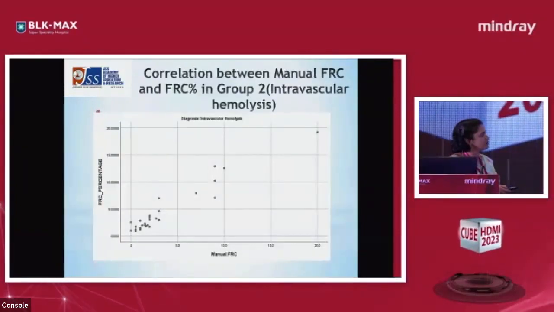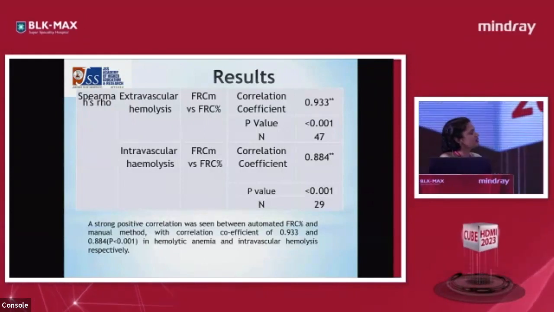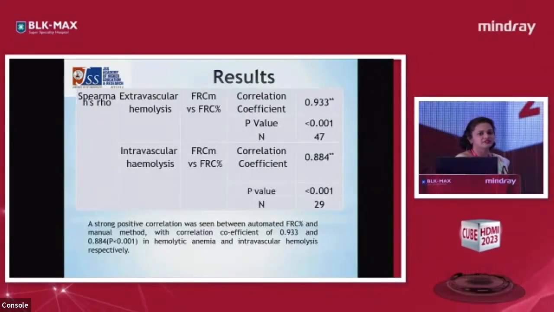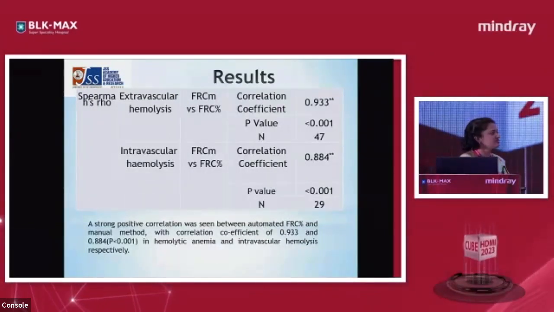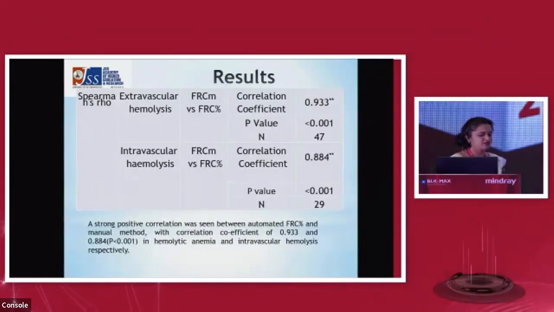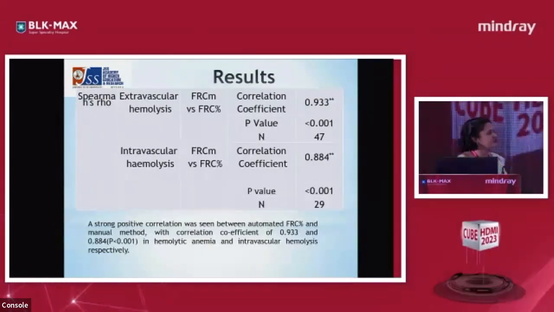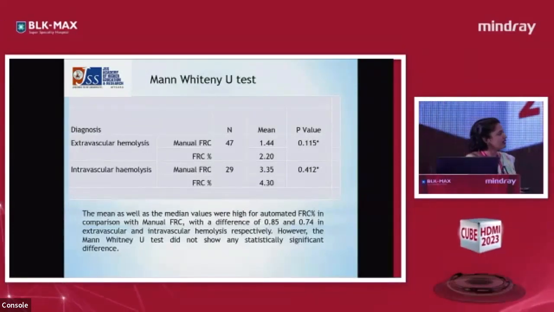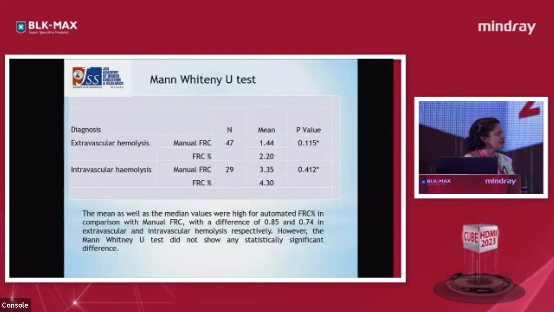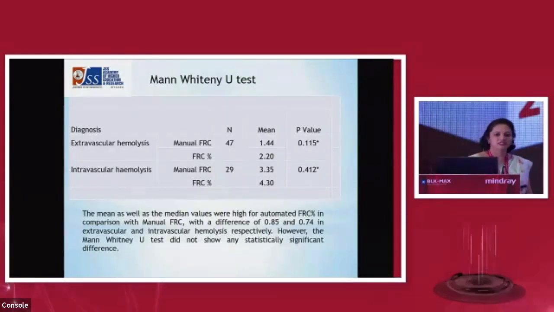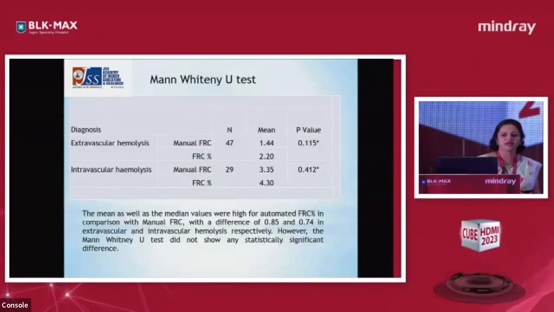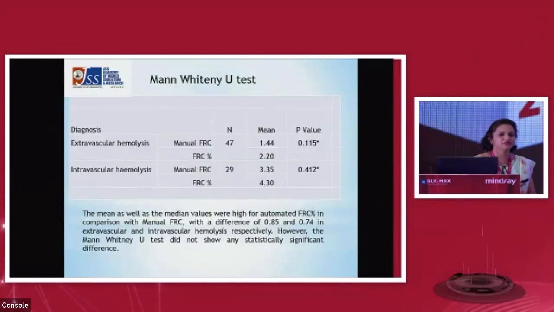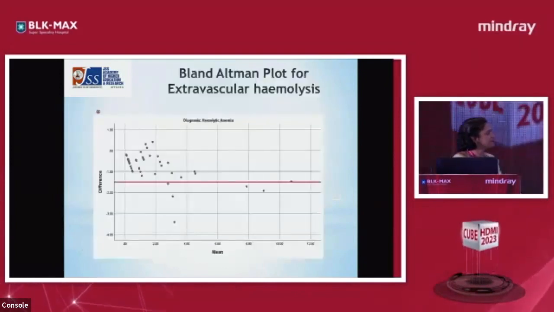So this is the correlation of manual FRC versus automated FRC in group 1. This is in group 2. The Spearman correlation coefficient is 0.933 and 0.884 respectively for extravascular and intravascular hemolysis, suggesting a good agreement between the instrument as well as the manual method of estimation of FRC. The Mann-Whitney U test also showed a p-value of 0.1 and 0.4. That means there is not much statistically significant difference between the manual and the automated count, suggesting a good agreement between the assessment of FRC by the analyzer and the manual method.